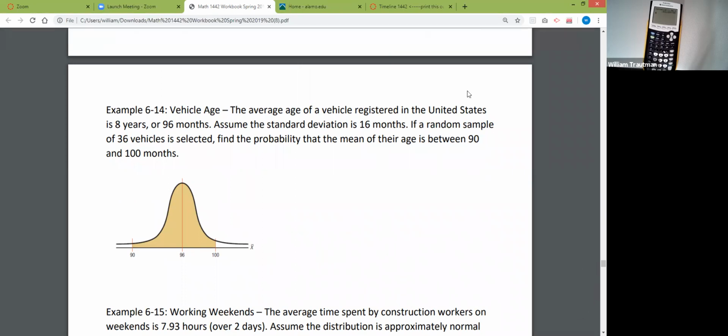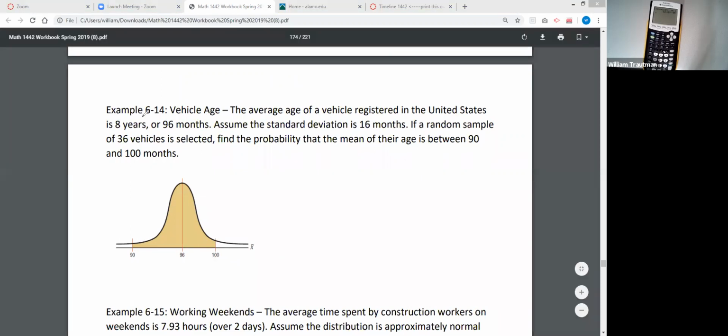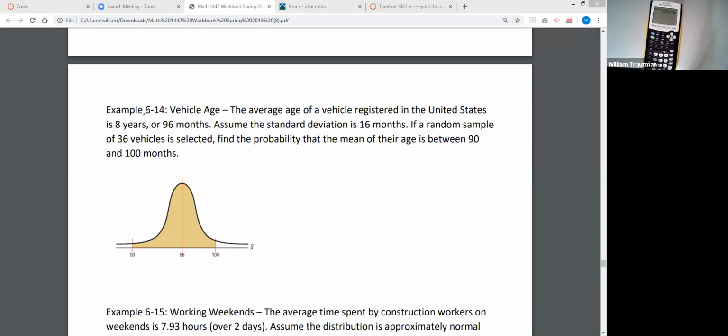The average vehicle registration in the United States is 8 years. We're doing this in months, I guess. And remember, it says the average, so that's our mean. Our mean is 96 months. Our average is 96. Standard deviation is 16 months.